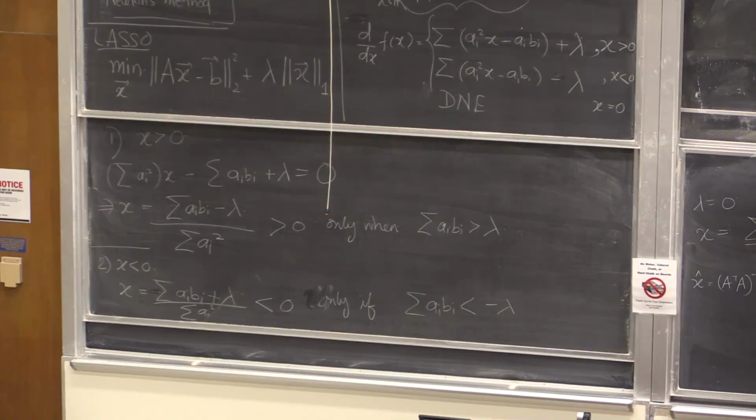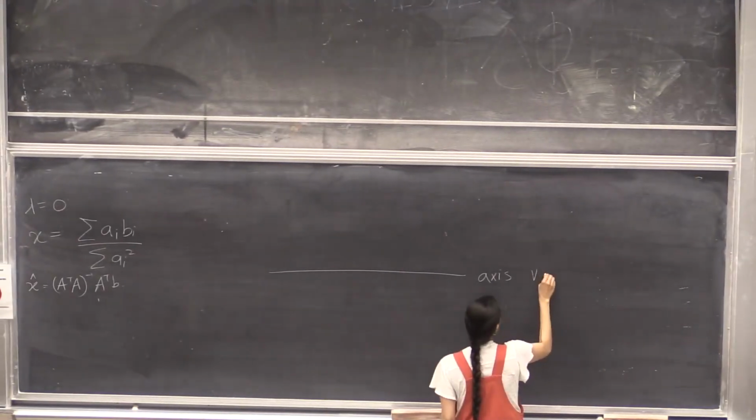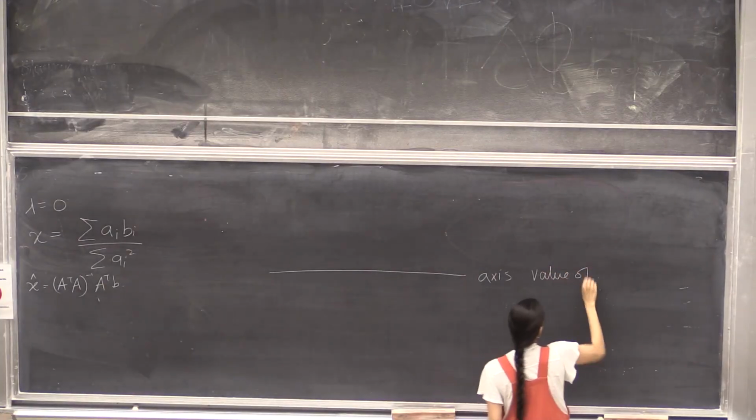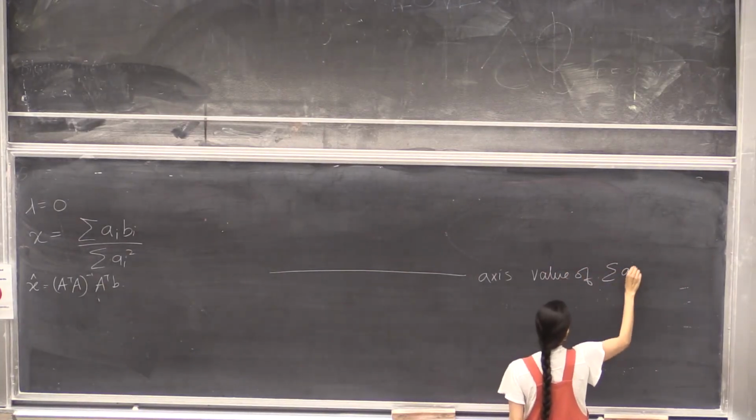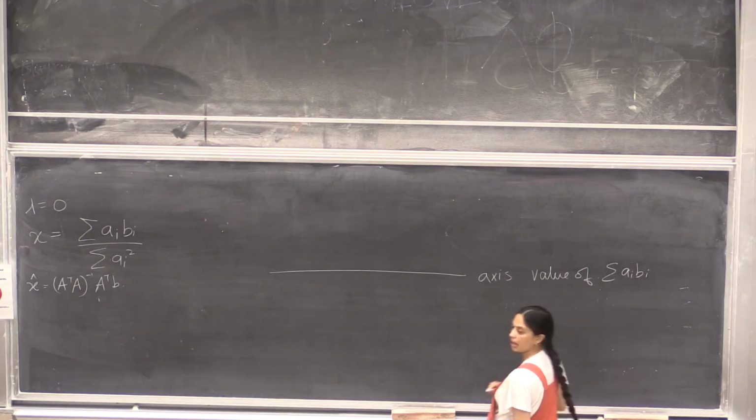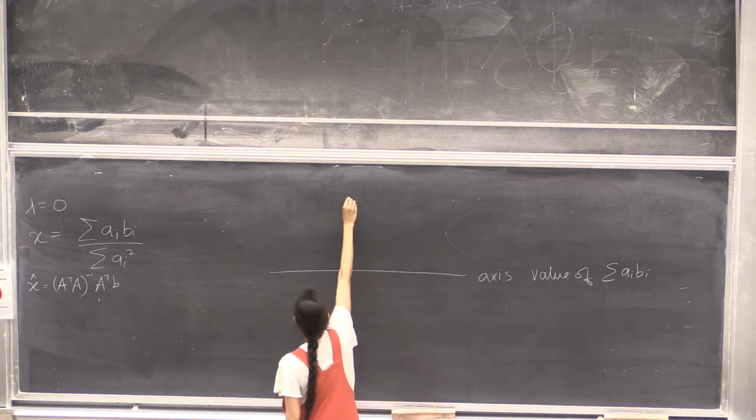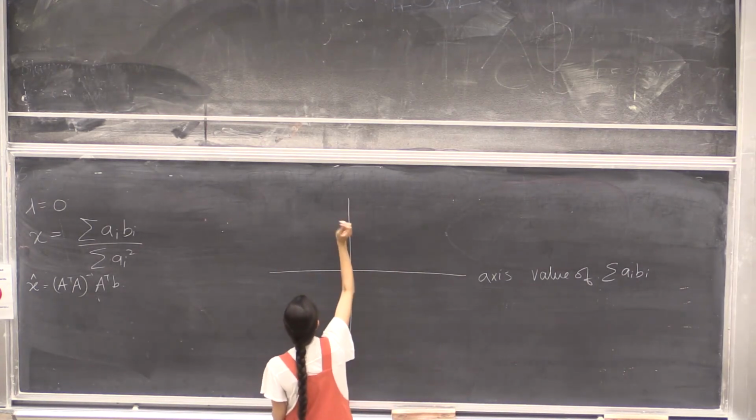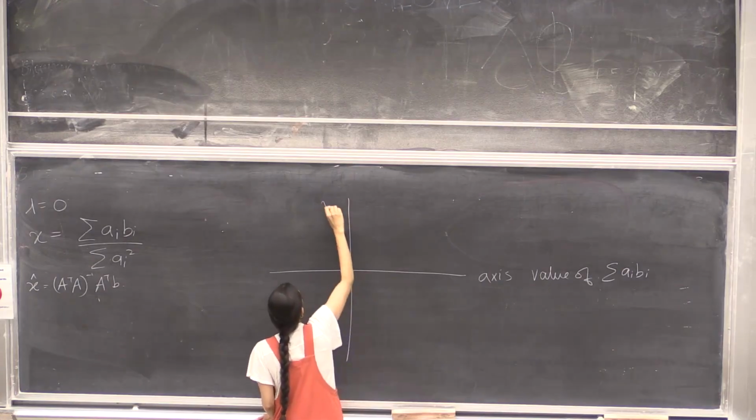Now I want to try and look at this and interpret this graphically. So here I'm thinking of this axis, and this axis is the value of sigma ai bi. This is my x-axis for this plot. And on the y-axis, I'm plotting the unknown x.